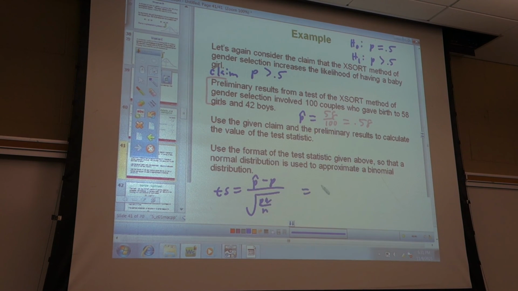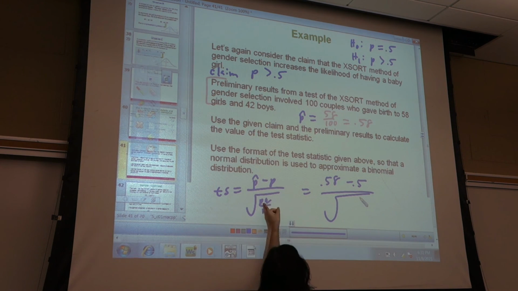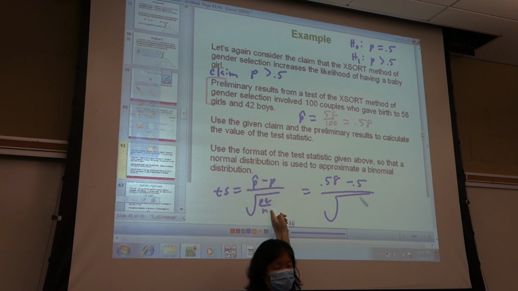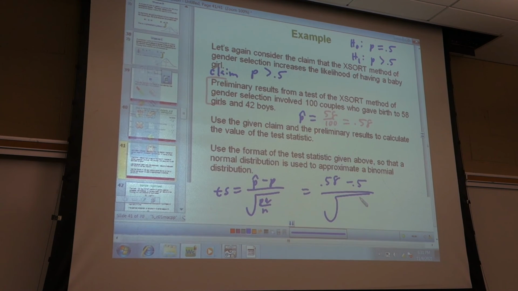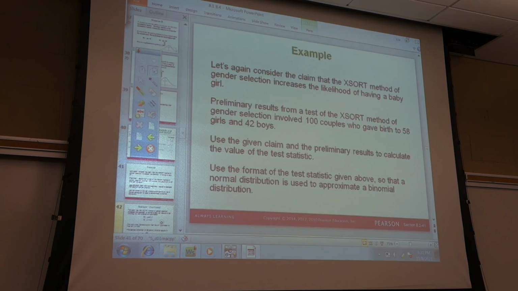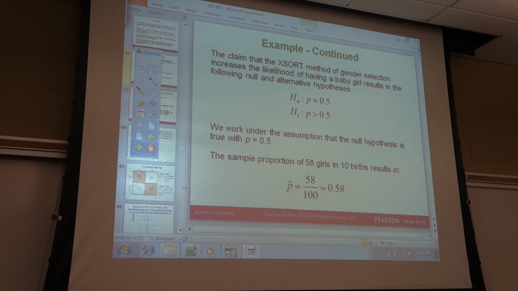So it's going to be 0.58 minus 0.5 over the square root of, remember, we're assuming that P is true. That's 50%. We're assuming the null hypothesis, that doesn't change anything. So I'm going to use 50% for P and Q, because we're assuming the null hypothesis is true. So 50-50 for P and Q over N. So we're going to do 0.5 times 0.5 over N, which was 100. And if we do all that work, here's the in-between step, we'll magically end up getting 1.6.